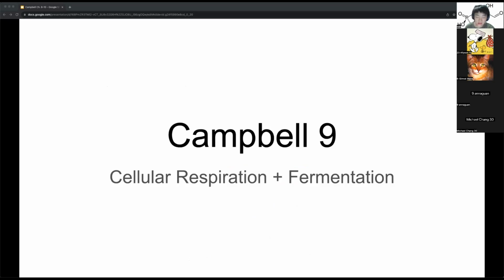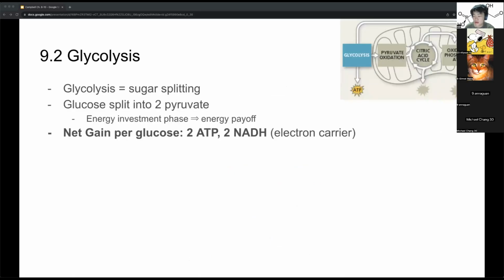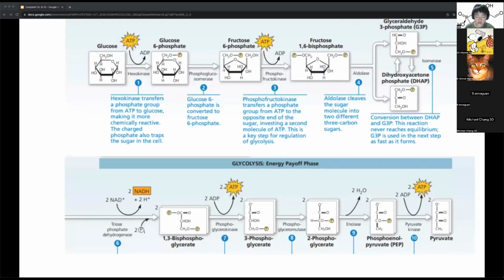First chapter is done. Chapter 9, cellular respiration. First, glycolysis: net gain of 2 ATP and 2 NADH. And here's the entire pathway. You would probably want to memorize this.